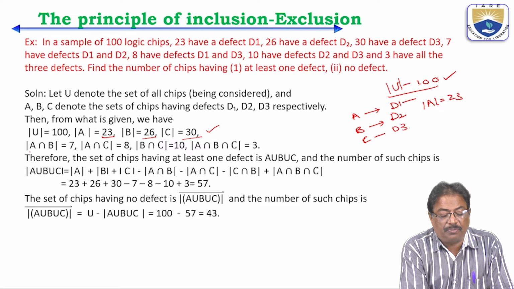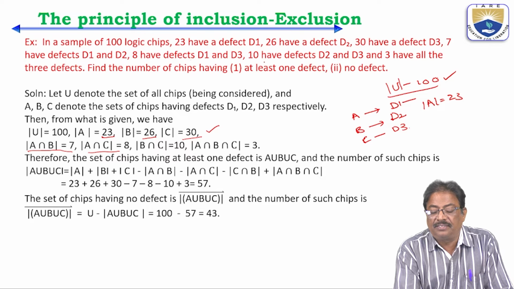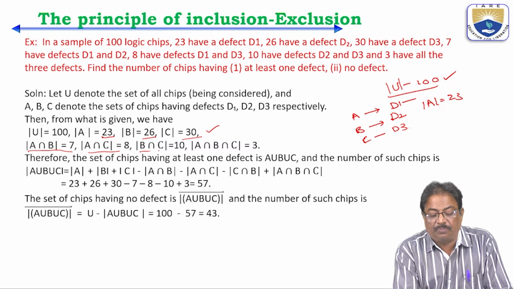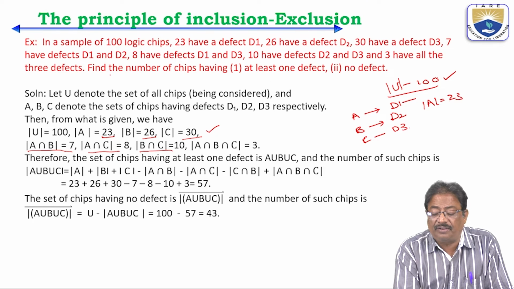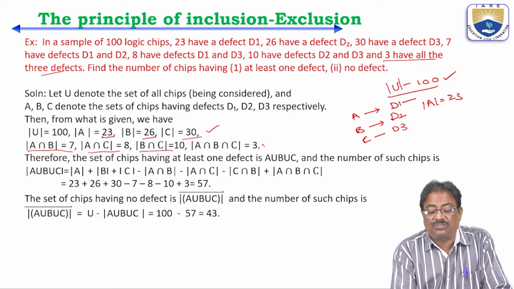So A intersection B is 7. D1 and D3, A intersection C is 8. And next B, D2 and D3, 10 will be there. So it is B intersection C. And next, all are having the 3 defects. See here, 3 is having all the defects. So A intersection B intersection C is equal to 3.